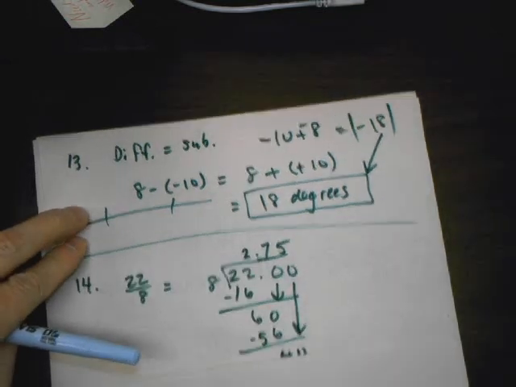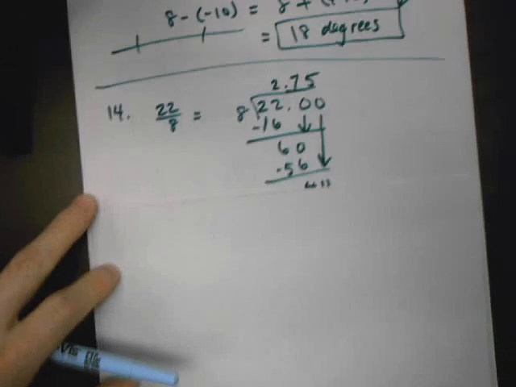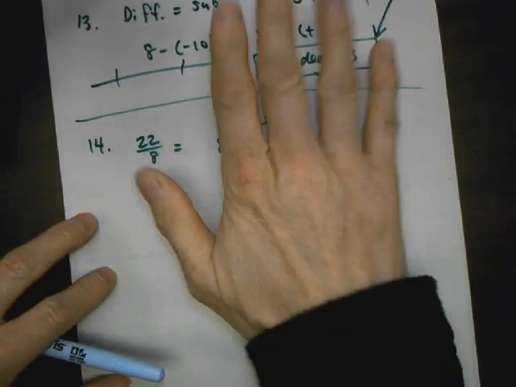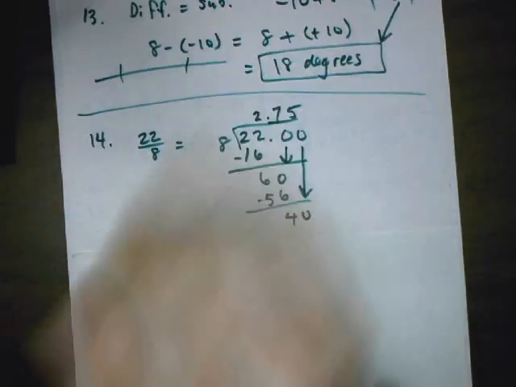Number 14 says, write the fraction 22 over 8 as a decimal. Go off, pause the video, go off to the side right now, and make sure you do this by yourself first, and then come back and check with me.